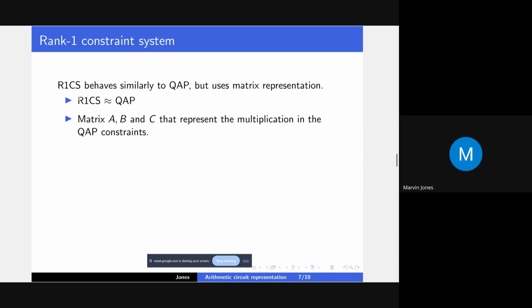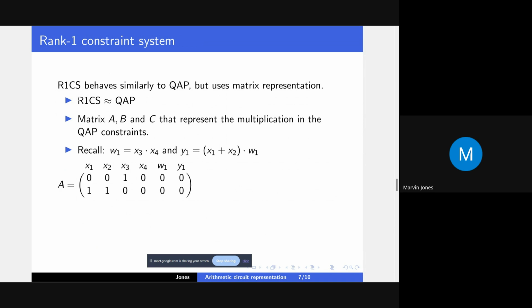Instead of having polynomials, we're going to represent essentially everything as matrix multiplication. So from our QAP, we had this. What we need to do is represent the first product as a row in my matrix. So for this first one, I just have an x1, an x3. So I put 1 in the x3 spot. And for the second one, I have x1 plus x2. So I put it in this spot. So when I multiply matrix A times this vector, it will give me the x3, and it will give me the x1 plus x2.